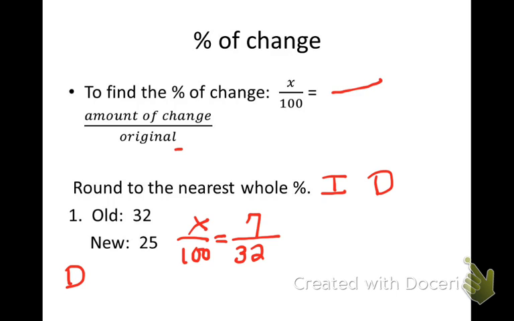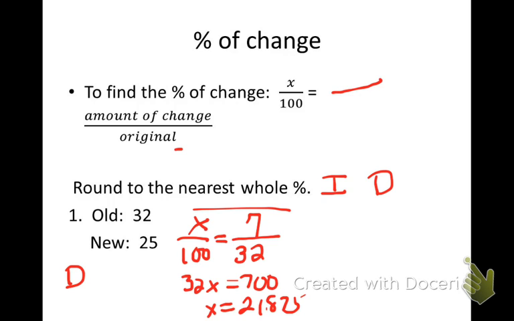Once you get it set up, it's just using the cross products like we've been doing, so 32x equals 700. Divide by 32, you're going to get x equals 21.875, but according to the directions of the nearest whole percent, that's the ones place, it's going to round to 22%. So make sure you round to the nearest whole percent.